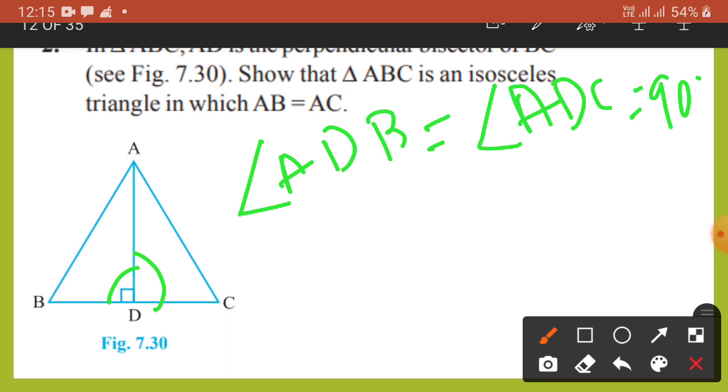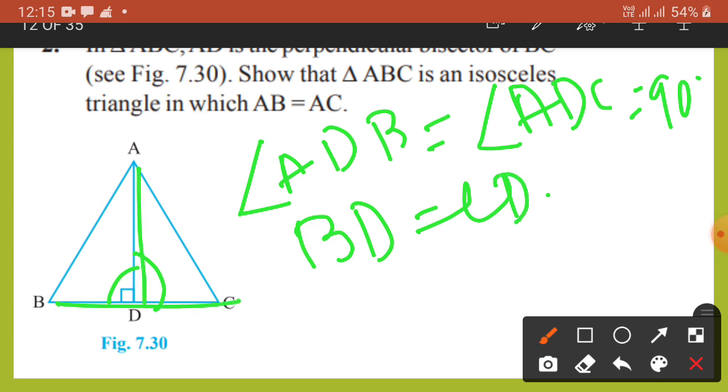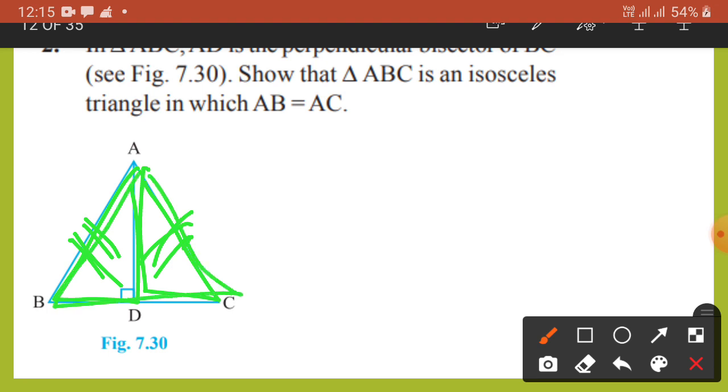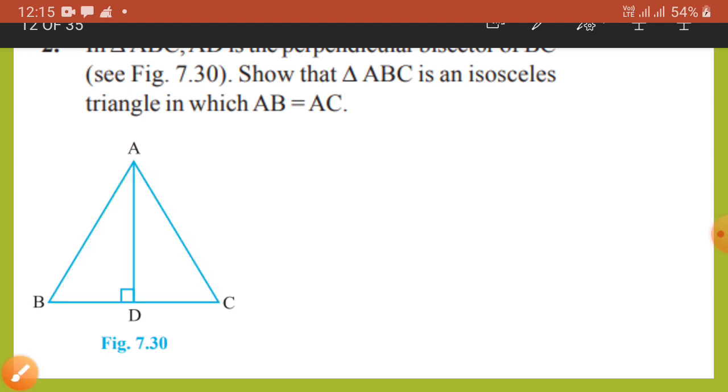And BD equal to CD, as AD bisects BC, and AD is the common arm in both of the triangles. So you can say easily triangle ABD is congruent to triangle ACD by SAS congruence, so we can say AB equal to AC by CPCT. So as AB equal to AC, we can also say that triangle ABC is an isosceles triangle.